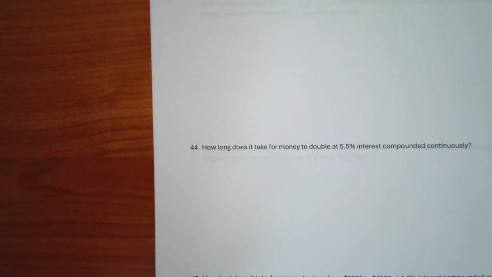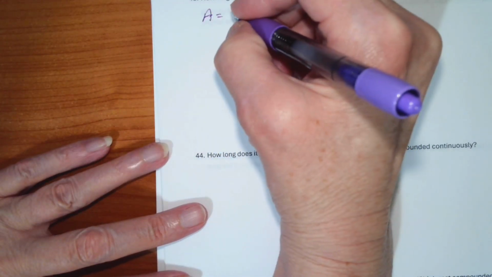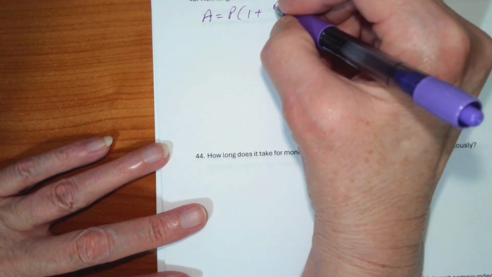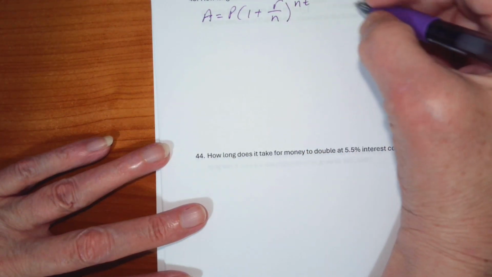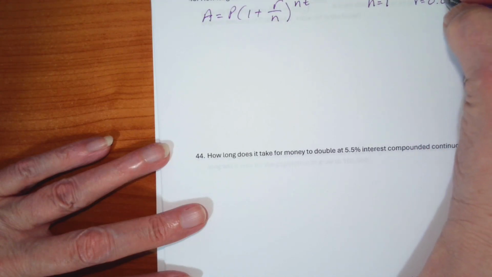Alrighty, so let's see. How long does it take money to double at 6% interest compounded annually? Okay, so we know if it's compounded annually, it is going to be A equals P times 1 plus R over N to the NT. If it's compounded annually, that means N equals 1, R equals 0.06.